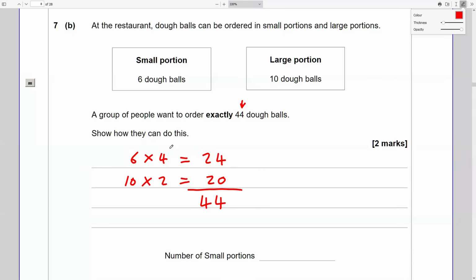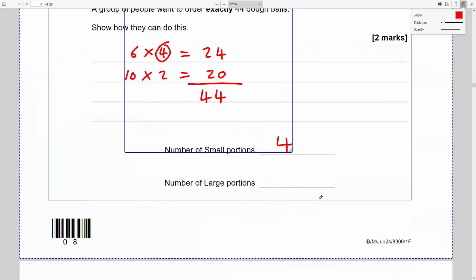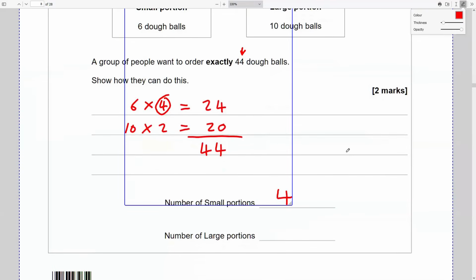The number of small portions is 4 of them. 4 times 6. Okay, so there we go. That goes in there. Oh, number of large portions is 2.